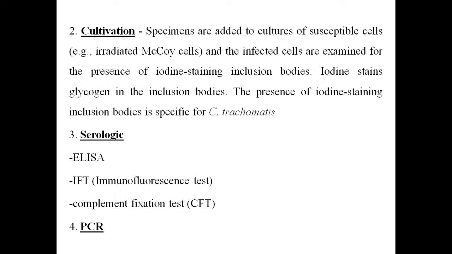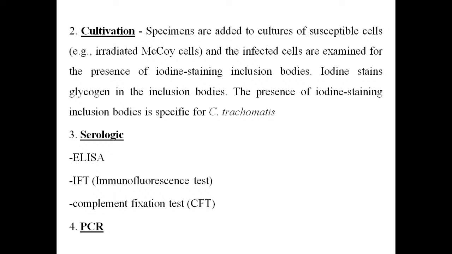How to detect it? Use iodine staining, Gram stain, Romanowsky-Giemsa staining or Gimenez stain. Iodine stains glycogen present in inclusion bodies. The presence of iodine staining inclusion bodies is specific for Chlamydia trachomatis. The cultivation method is used rarely, just for research.